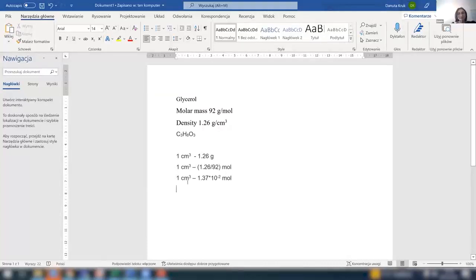So this means that in 1 cubic centimeter, I have this number of moles. So I have to multiply it by Avogadro number. So this is the number of glycerol molecules per 1 cubic centimeter. And if I want to have the number of hydrogen atoms, I have to multiply it by 8 because I have 8 hydrogen atoms per molecule. So now let me calculate it.